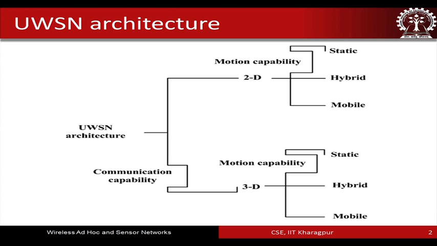Under 2D, depending on the motion capability or the motion of the different nodes in the network, they can be further classified into static 2D, hybrid 2D or mobile 2D. Similarly, for 3D as well, static 3D, hybrid 3D and mobile 3D architectures.